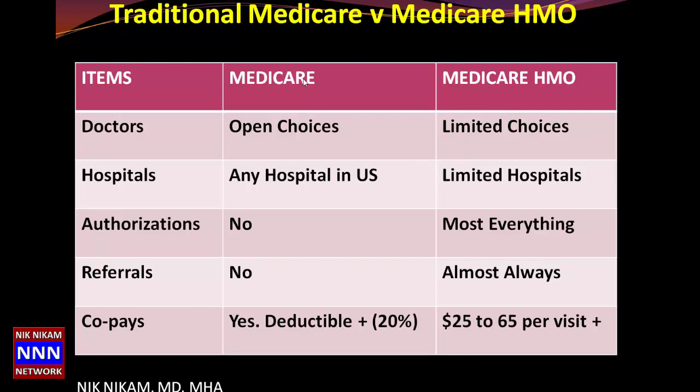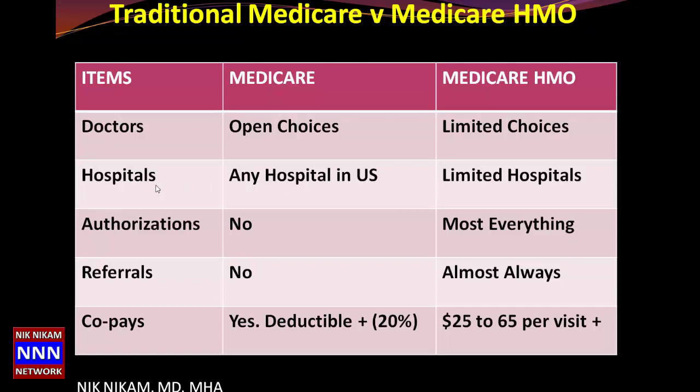With the traditional Medicare, you have a choice of any doctor. You can go and see any doctor in the country for that matter. It is nationwide. With Medicare HMO or Advantage plan, only a limited number of doctors who are on the plan can see you. If you see a doctor outside the HMO or Advantage plan, then you have significant penalties.